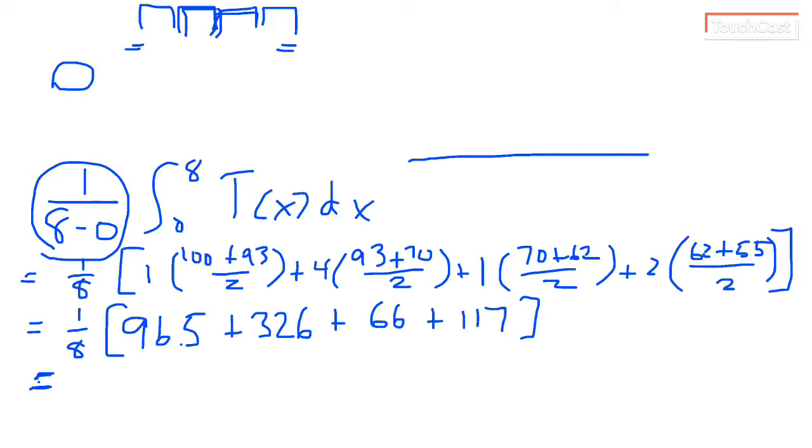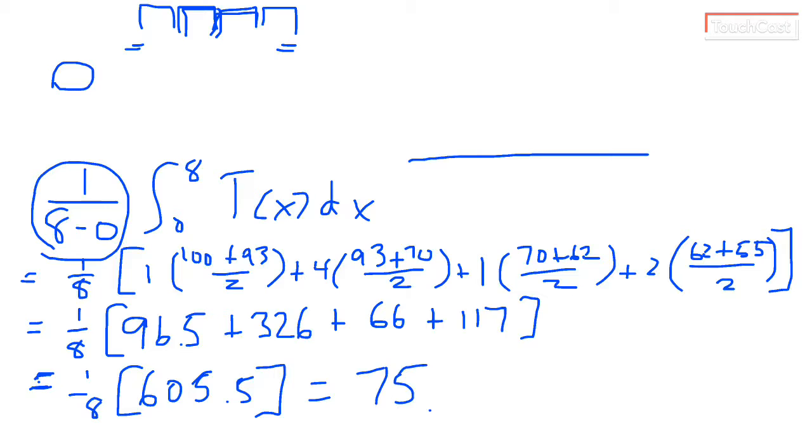Okay, so I've been simplifying my expression. This is going to be 1/8 times 605.5 equals 75.6875.